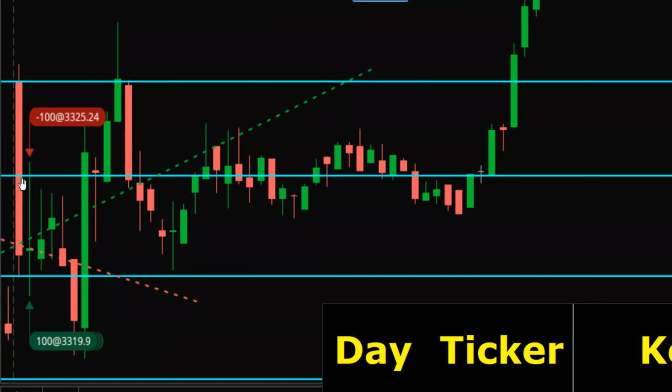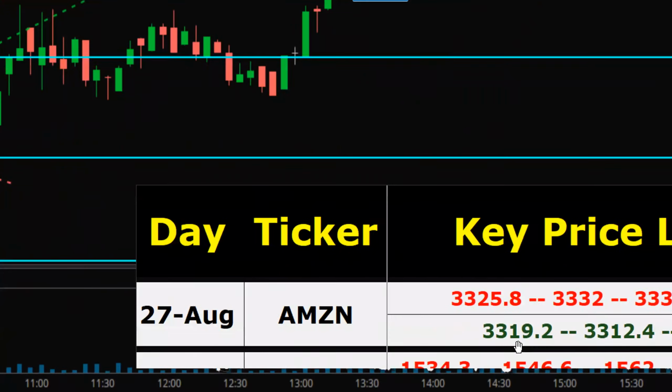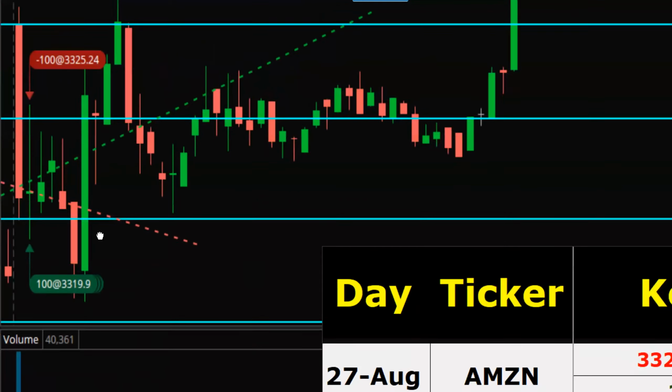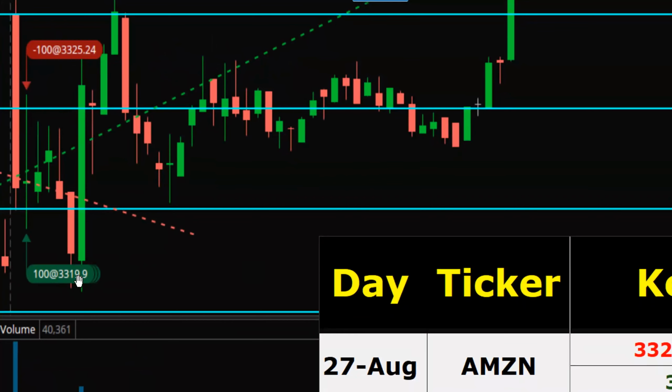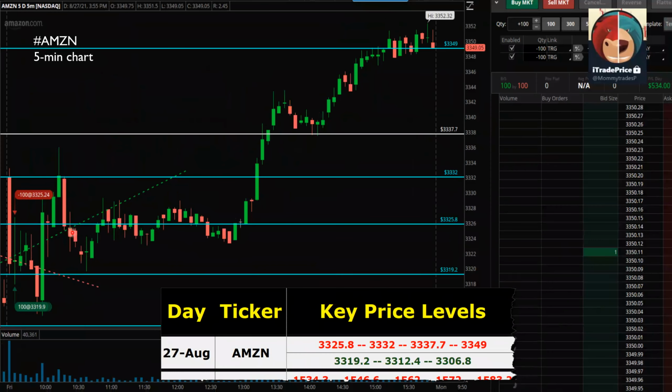Now, why did I not buy the stock here for a scalp trade, if I was looking for a bounce? I'll get to that in a minute, but for right now, just focus on that. I bought the stock right here at 33.19. That was one of the key levels. My execution was 33.19.9, and then I got out at 33.25 with 100 shares. So that is a scalp trade.